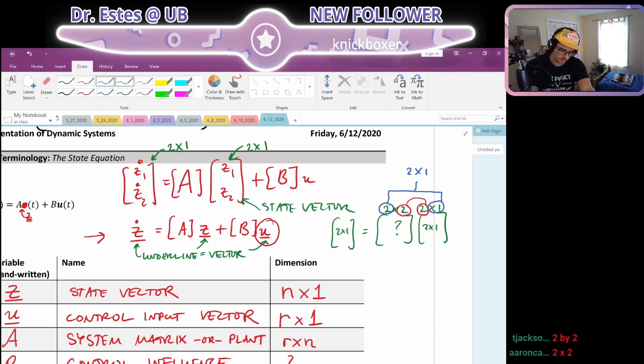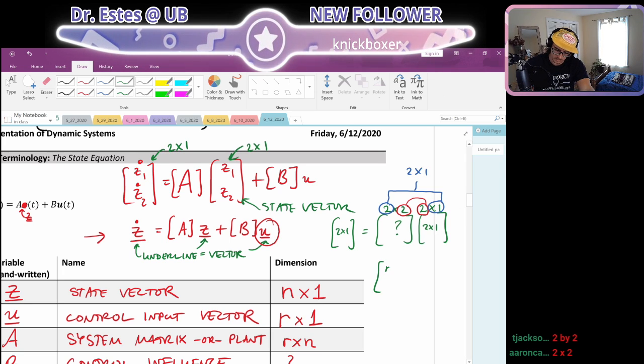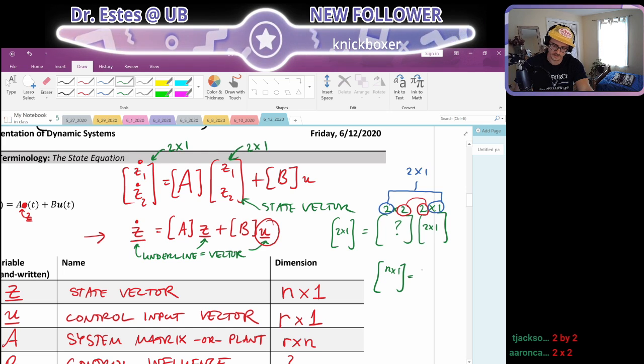So in general, I'm going to have an n by 1 on my left-hand side, and it's going to be my A matrix times another n by 1.